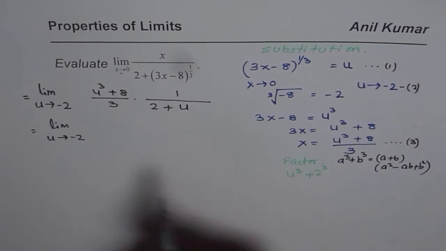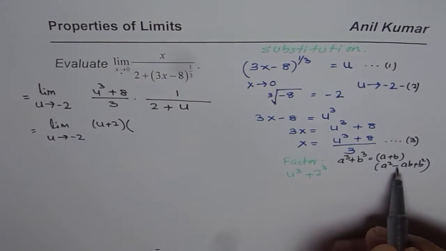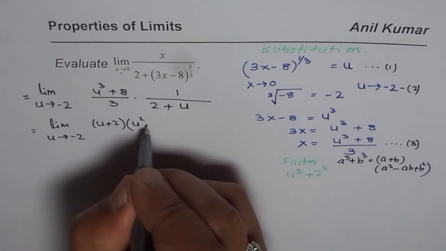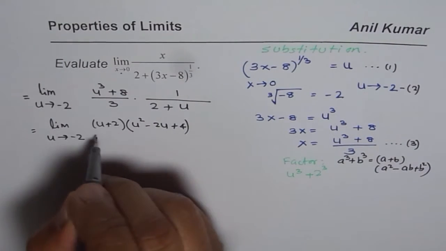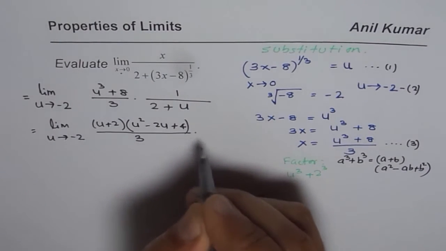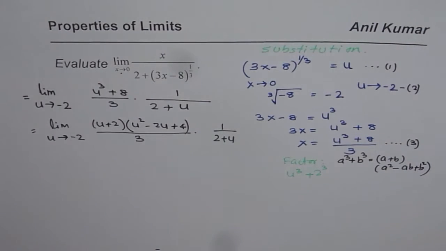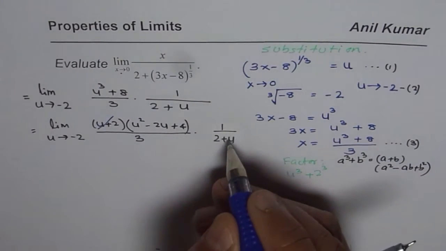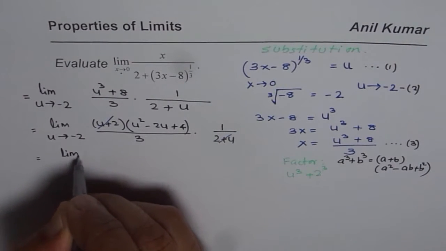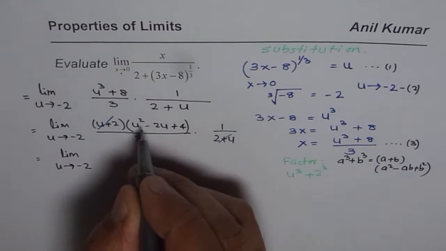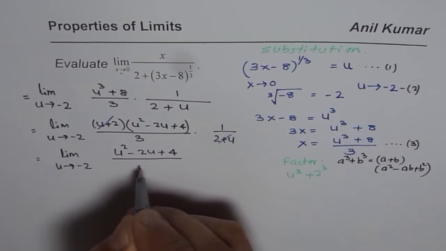So u cube plus 2 cube could be written as, a plus b is u plus 2. So I'm writing this as (u plus 2) times (u square minus 2u plus 2 square, which is 4), right? So that is the numerator, divided by 3 times 1 over 2 plus u. Correct. As you can see, now we can cancel u plus 2 with 2 plus u. So we get the limit as u approaches minus 2 of (u square minus 2u plus 4) divided by 3.